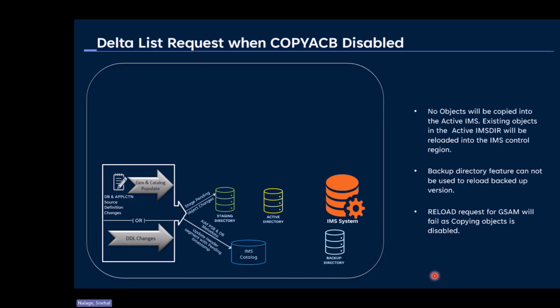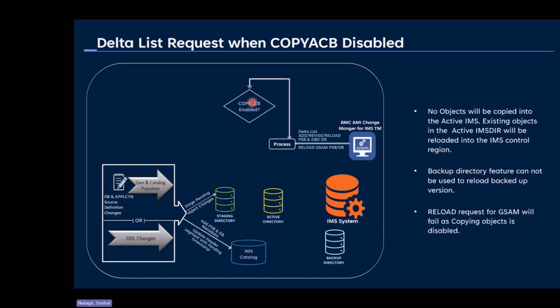Now let's see what happens when copy ACB is disabled either in the IMS ID options or in the delta list elements. Same way we have the objects here. Now when we execute the delta list and delta finds that the copy ACB is not enabled, then we do not copy any objects from the staging to active directory. However, it continues with the further processing by defining the PDIR and DDIR and reloading the existing members from the active directory.